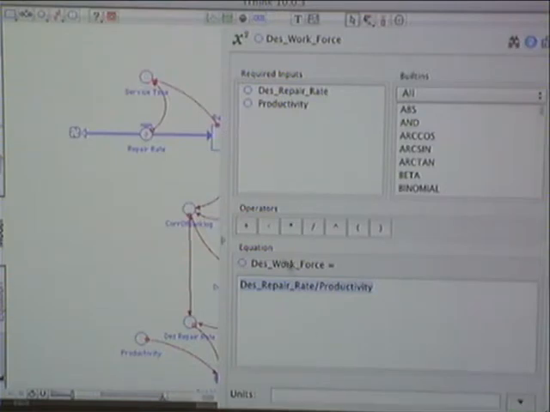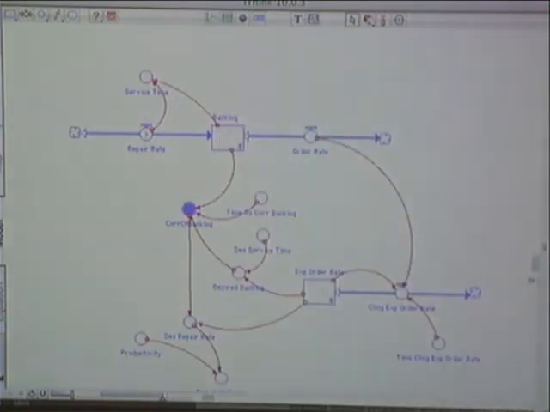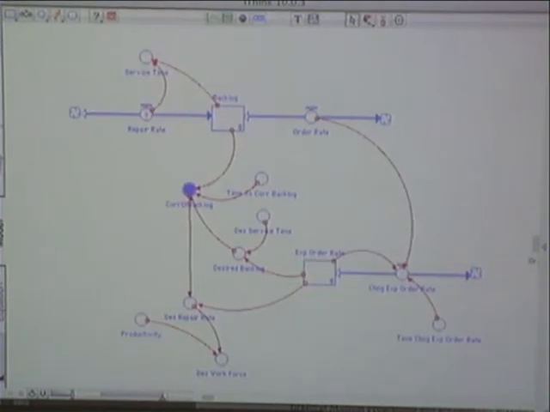The correction of backlog in parentheses divided by the time to correct backlog. Good. Okay. Productivity is a constant, which is the number of bicycles repaired per person that's working there per day.